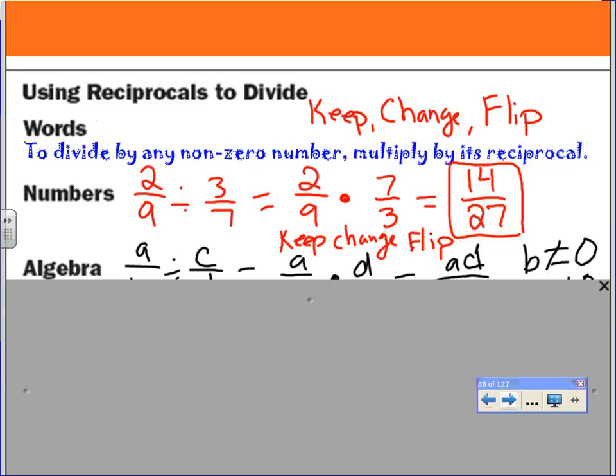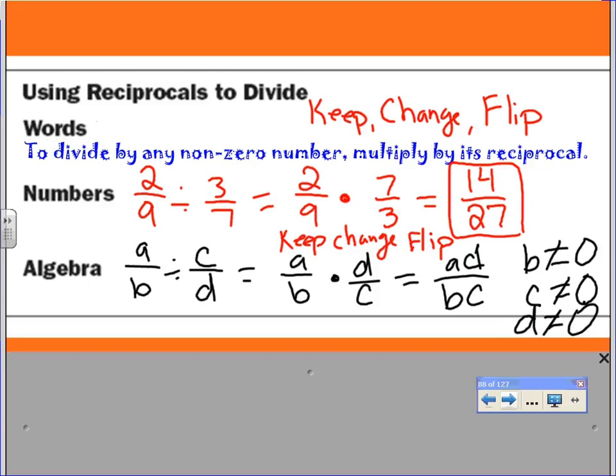Okay, and then an example using variables. Of course, your book loves using algebra, right? Variables. So A over B divided by C over D. When you guys go to college, if you major in math or anything, you can ask Miss Wingrove or myself. You'll do a lot of proofs with variables, and it gets very confusing. So this shouldn't be too bad for you.